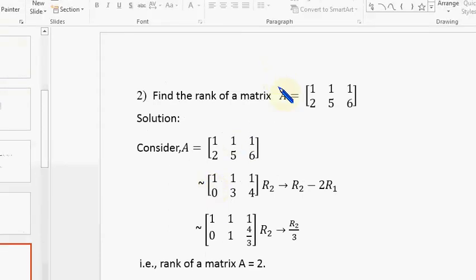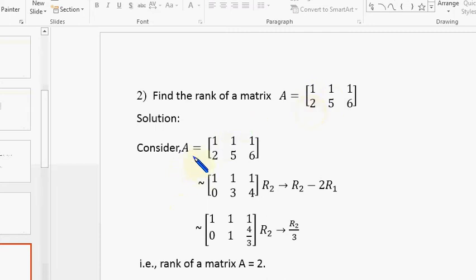Find the rank of the matrix, that is 1, 2, 1, 5, 1, 6. You can observe this is a 2 cross 3 matrix. Below the diagonal elements, here the diagonal elements are 1 and 5, below the diagonal elements this one only we should make 0.